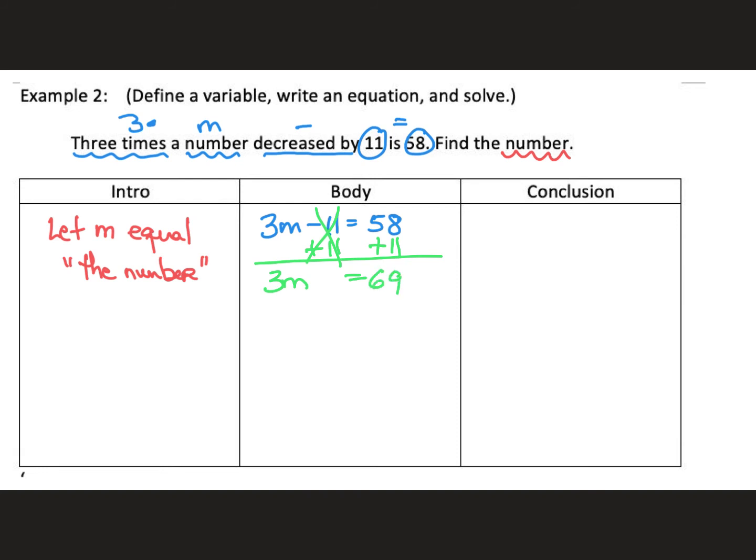We want to get m by himself. 3 and m, they are multiplying. They're sitting next to each other. They're a couple, so that's multiplication. So then we are going to divide by 3 on both sides. 3 divided by 3 leaves m by himself. And then we're going to grab our calculator. 69 divided by 3, that is 23. Now that we solved it, we're going to do the conclusion part. We're going to say the number, because that's what we're looking for, the number is 23.